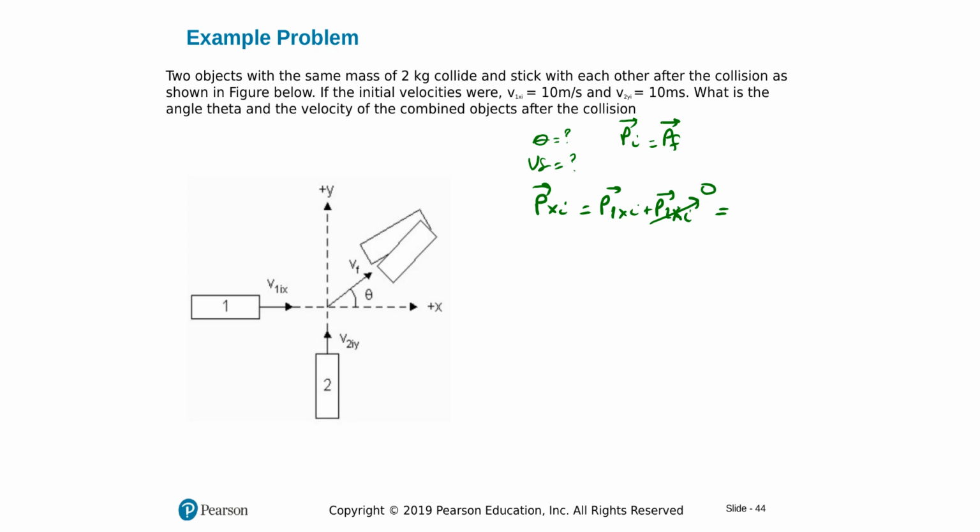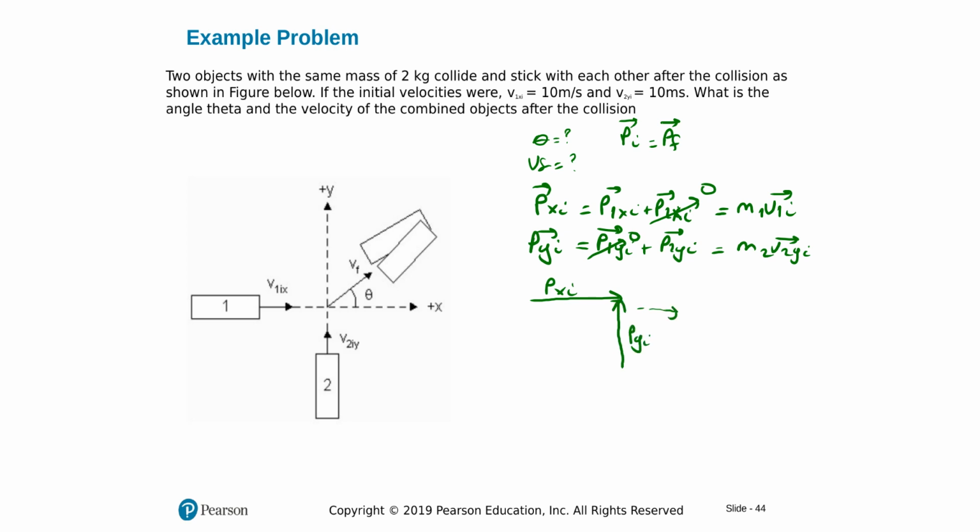And it's only along x. So that's simply M1 V1 initial, or V1x initial, but it's only along x. And similarly, Py initial will be only P2y initial because P1y initial is 0. So set that to 0. M2 V2y initial. Don't forget the vectors here. I can draw my vectors. This is Px initial and this is Py initial.